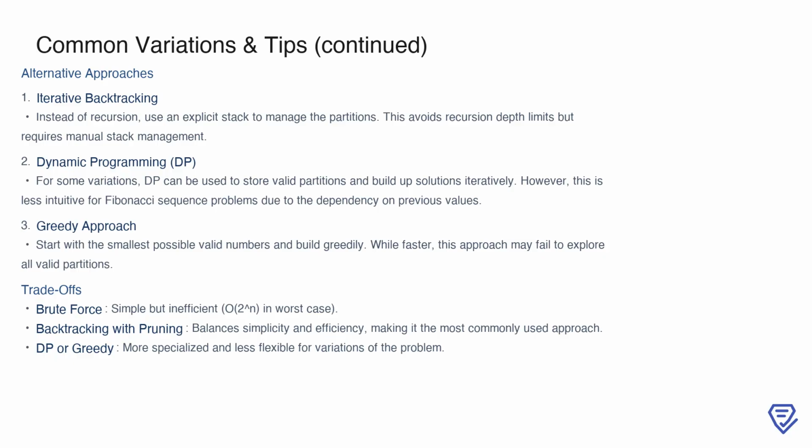Brute force, while simple, is highly inefficient with a time complexity of 2 to the power of n in the worst case. Backtracking with pruning strikes a balance between simplicity and efficiency, making it the most commonly used approach for this problem. DP and greedy methods, while more specialized, may be less flexible for variations of the problem. Choosing the right approach depends on the specific requirements and constraints of the scenario you're solving.